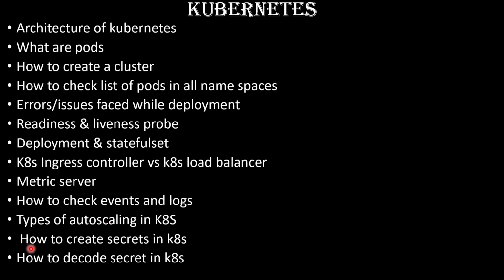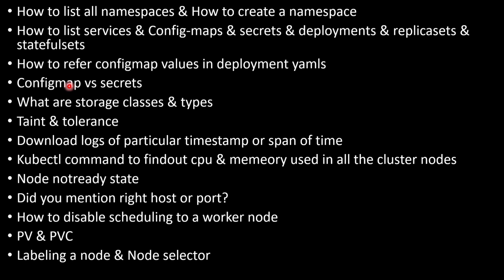How to create a secret in Kubernetes? kubectl create secret. And how to decode it? Once you create a secret, it is base 64 encoded. We need to use the hyphen hyphen decode flag to decode that value. How to list all namespaces? kubectl get ns, it will give all namespaces. And how to create one is kubectl create namespace, followed by the name you want to give to your namespace.